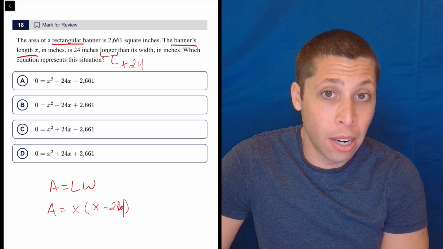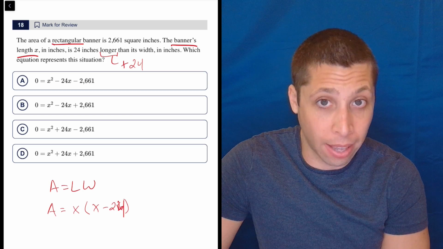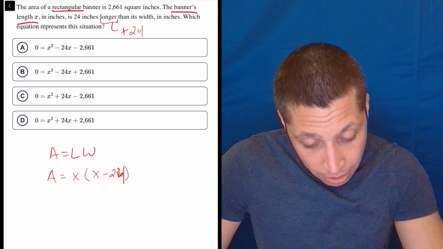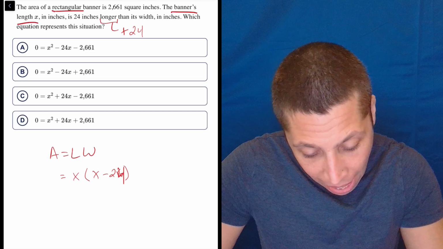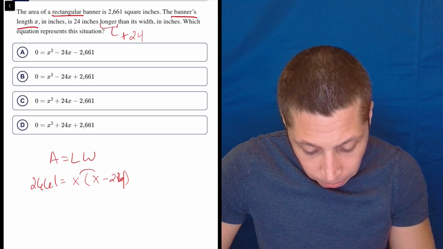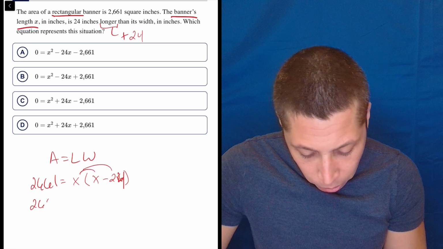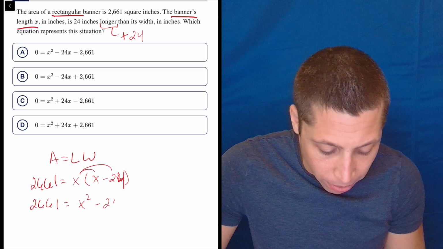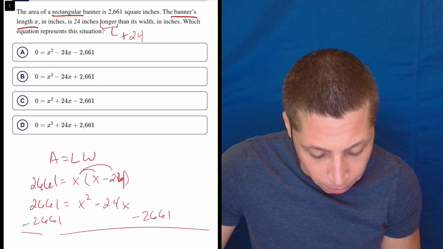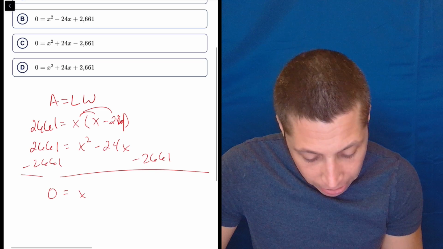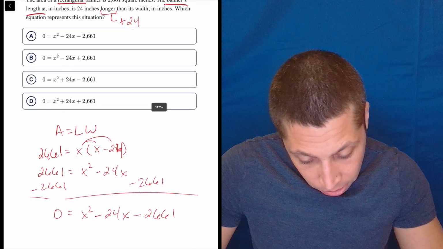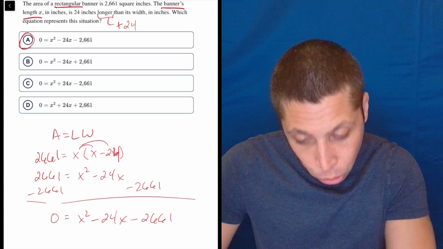If you put plus here, you're making x plus 24 the length, and x your width, and that's not what it says. So we've got to be careful. Now, we have the area, 2661, and we can FOIL or distribute and rearrange. So 2661 is equal to x squared minus 24x. Subtract this. I'm showing my work because, again, it's about negatives. You lose a negative, that's game over. Here we have two choices that have negatives. That's choice A.